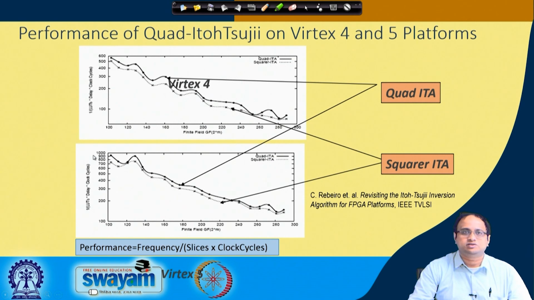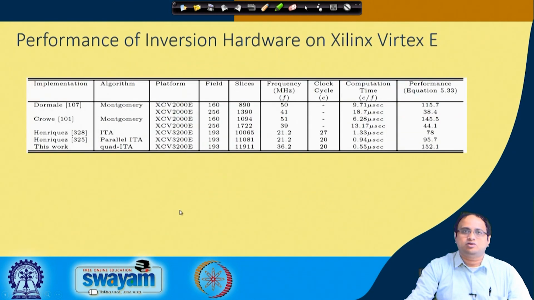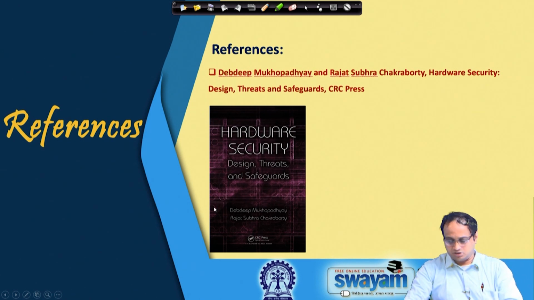What we plot here is the performance in terms of different field size parameters, and we see that for all the field sizes, this properly designed Quad-Itoh Tsujii algorithm gives an advantage compared to the square or Itoh-Tsujii algorithm. Of course, you can get into more details about why quad and why not octet, for example, and decide upon the corresponding trade offs. For time purposes, I will not go into all those trade off issues, but I will redirect you to the textbook that we have. You will find more details about those trade-offs in the book, and you can read and gather them.